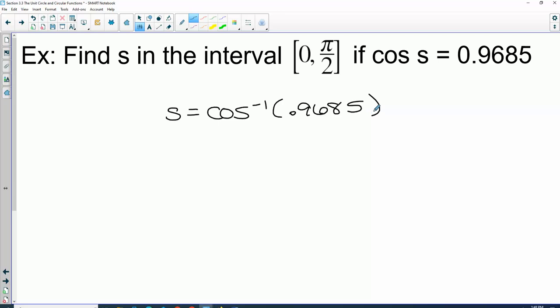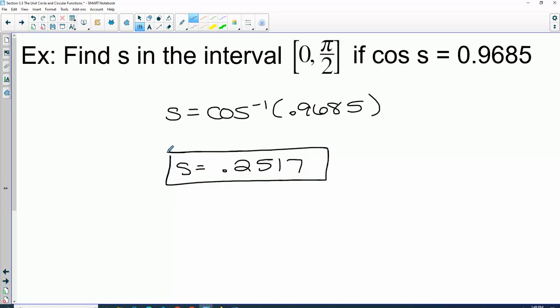Remember, if you want that on your calculator, you have to do second cosine 0.9685. In your calculator, it's not going to spit back something with a pi in it. It's going to give you a decimal, but that is the angle. And because I'm in radian mode, that's radians. It doesn't get a degree symbol. If I had flipped into degrees, then I would get a degree. But also, since pi over 2 is radians, that tells me my answer should be in radians. So when you're looking for an angle, that's when you do the inverse on the calculator.